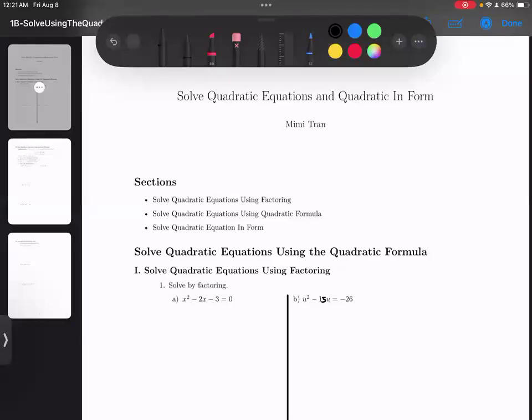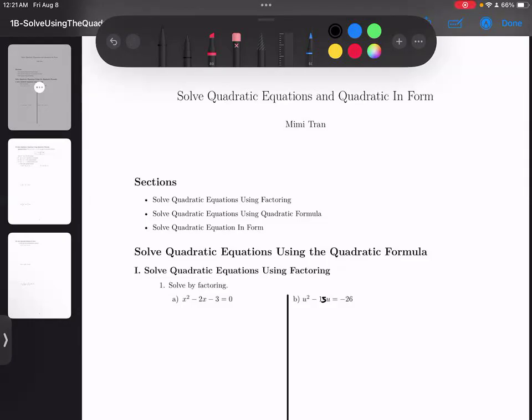Right, in this section, we're going to solve quadratic equations using a few methods. The first method we're going to learn is factoring. This is the most common method. Assume that the equation is factorable, right? This is the simplest and the quickest method.